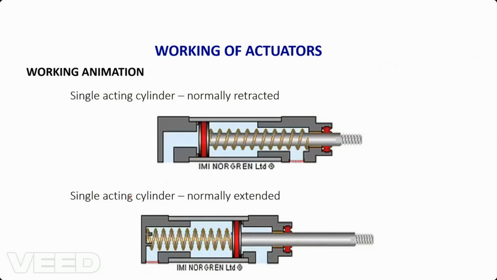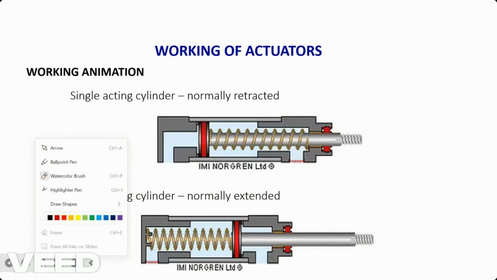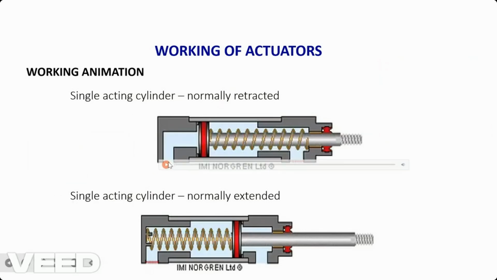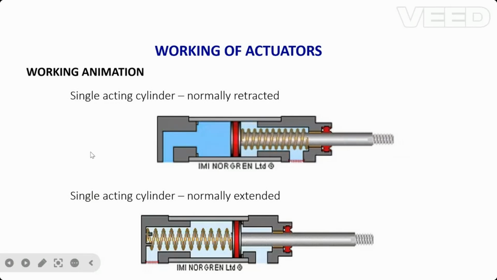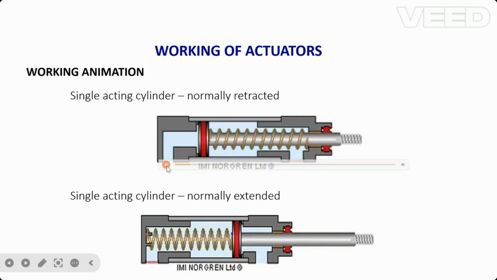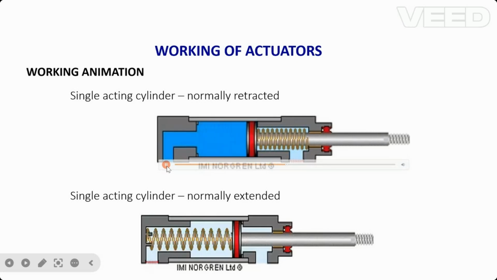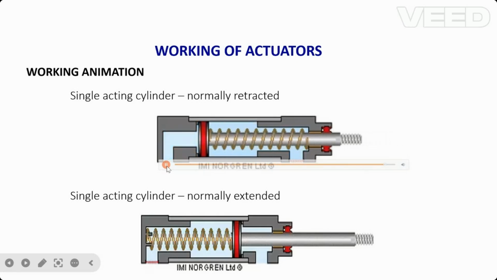Let me show an animation of how this actually works. Here you can see, if I send air pressure at one point, the cylinder extends. When the cylinder extends, the spring gets compressed, and when there is no air pressure, the spring is released and it returns backward.